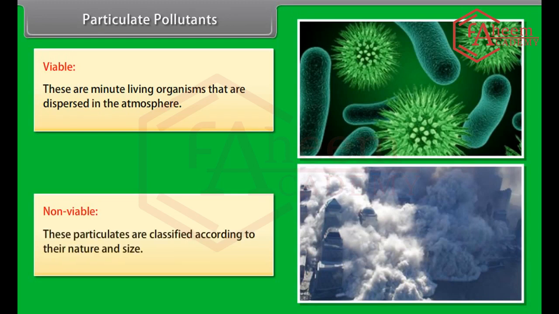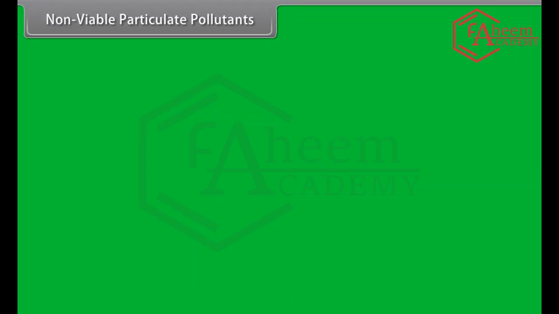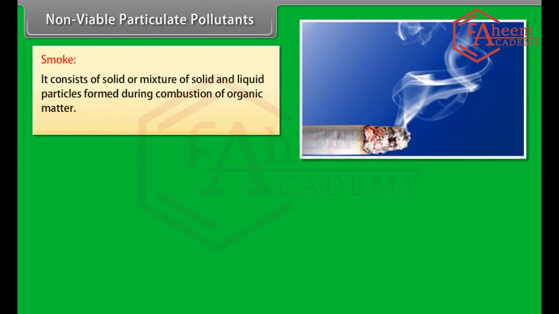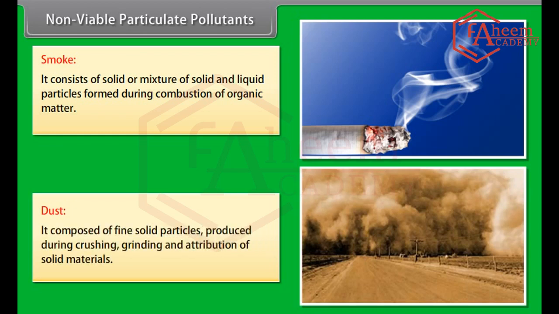Non-viable: these particulates are classified according to their nature and size. Non-viable particulate pollutants. Smoke: it consists of solid or a mixture of solid and liquid particles formed during combustion of organic matter. For example, cigarette smoke, smoke from burning of fossil fuel, oil smoke, etc. Dust: it is composed of fine solid particles produced during crushing, grinding and attrition of solid materials. For example, dust from woodworks, pulverized coal, fly ash from factories, dust storms, etc.